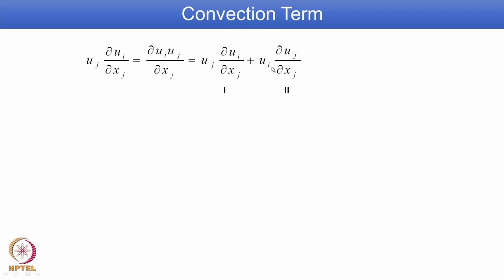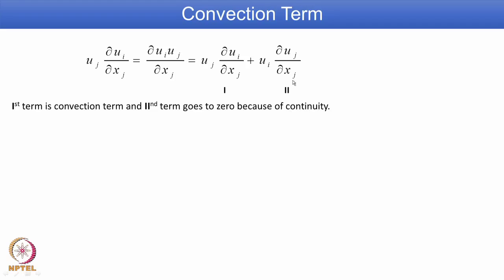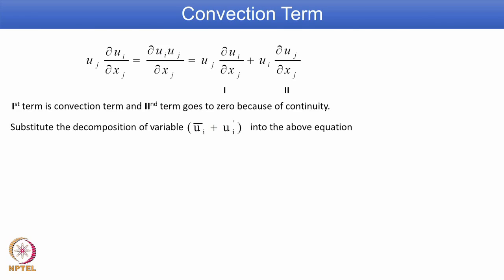The second term we have is u_i ∂u_j/∂x_j, and ∂u_j/∂x_j actually represents the continuity equation. We know for incompressible flow the continuity equation is ∂u_j/∂x_j equal to 0. Because of this, it is possible to write the convection term in the form shown here, ∂/∂x_j of u_i u_j.